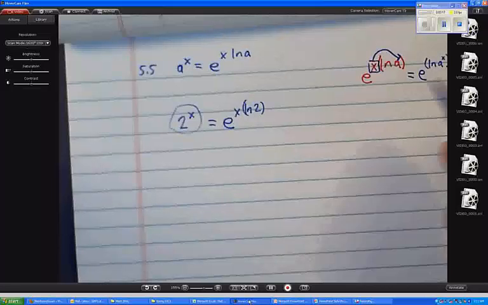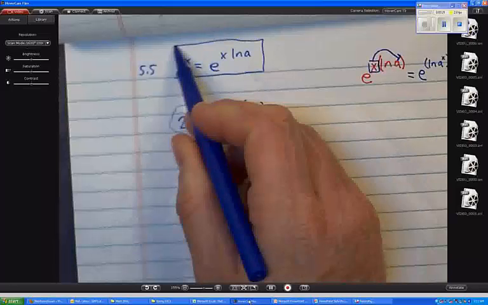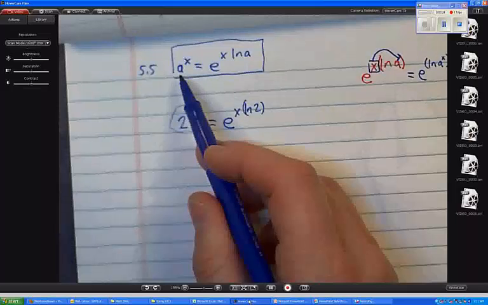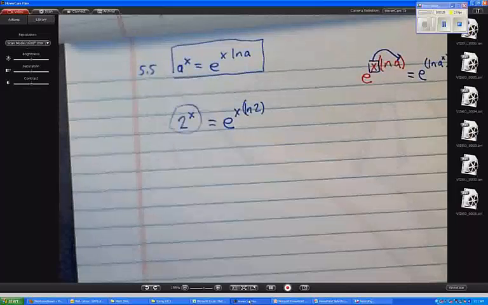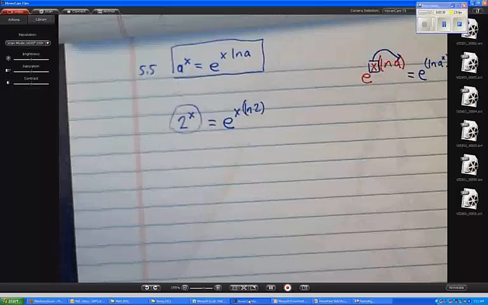So why do I say this is a definition then? Well, this works for any rational base, but we're gonna allow a to be any number at all. Things like pi. I don't even know what that means. Pi as an exponent? Well, 3.14 is a rational number, but pi is irrational.